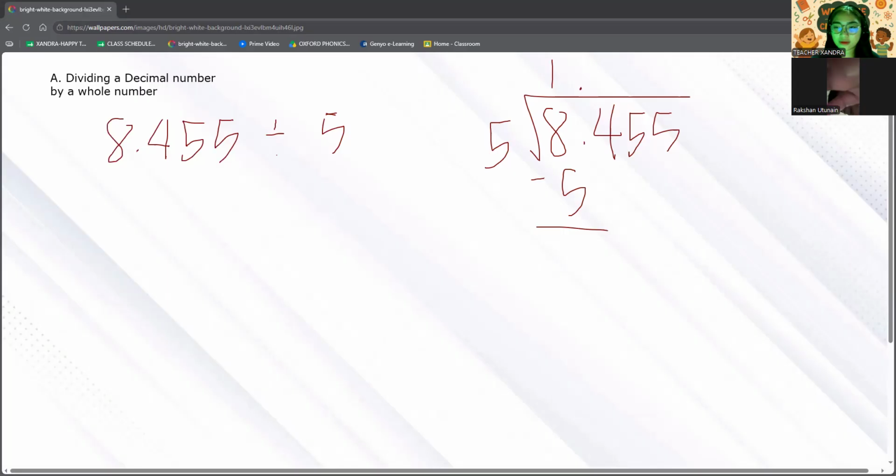8 minus 5 is 3. Okay, 3. And then bring down 4. So bring down the next digit, which is 4, making it 34. Now you divide 34 by 5, and that's what? 6.